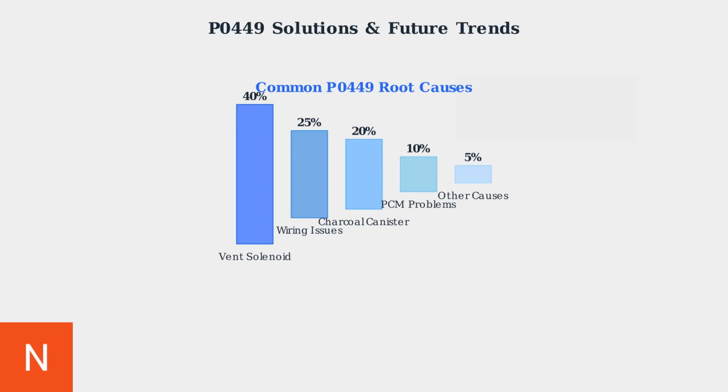The vent solenoid valve accounts for 40% of cases, making it the most likely culprit. Wiring issues represent 25% of problems, while charcoal canister failures make up 20%.